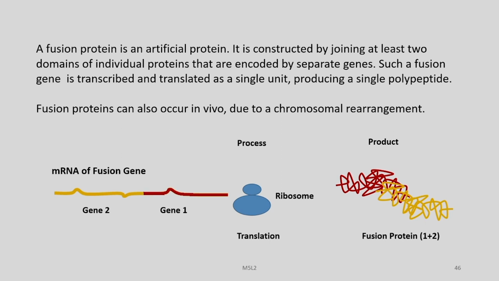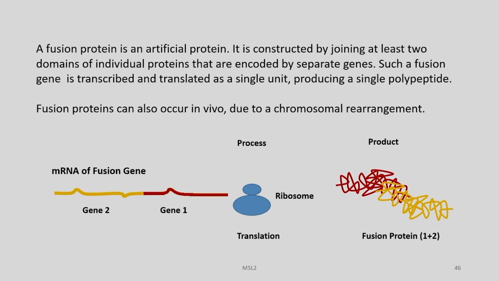A fusion protein is an artificial protein which is constructed by joining at least two domains of individual proteins that are encoded by separate genes. ZFN is a fusion protein in a way. It is joining the zinc finger domains with a nuclease or catalytic domain of FokI. Such a fusion gene is transcribed and translated as a single unit producing a single polypeptide.